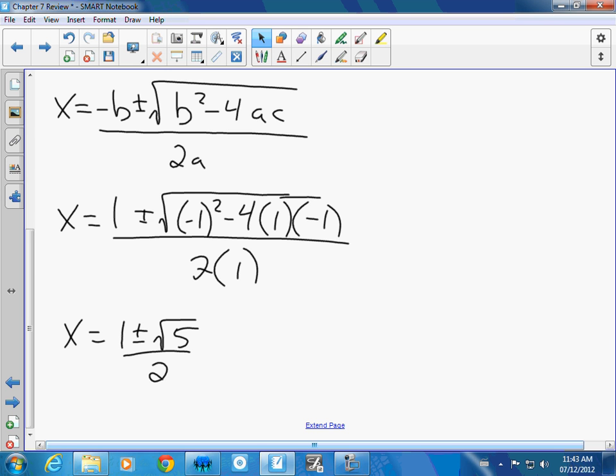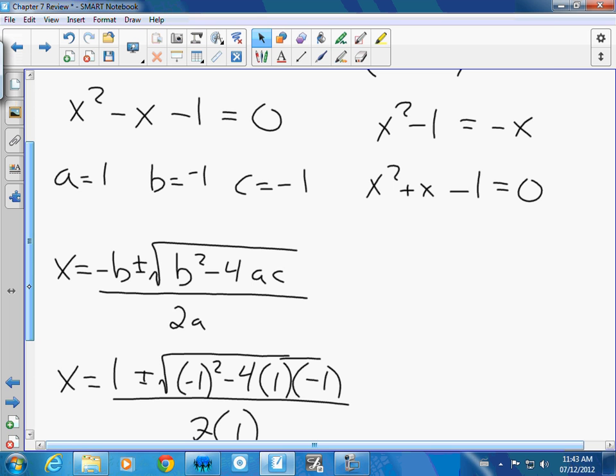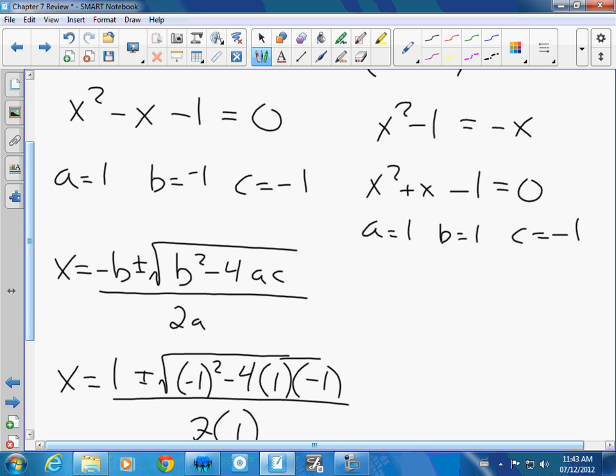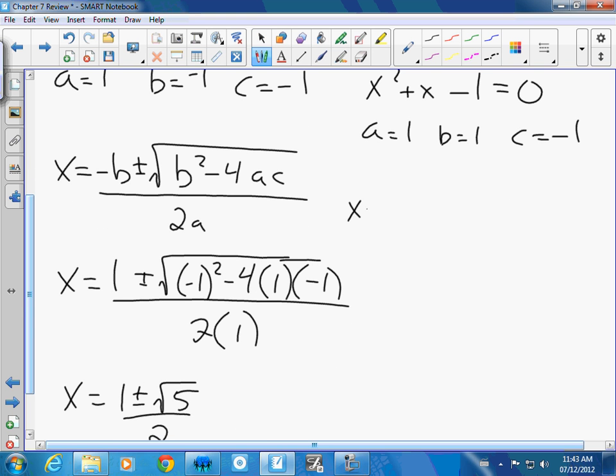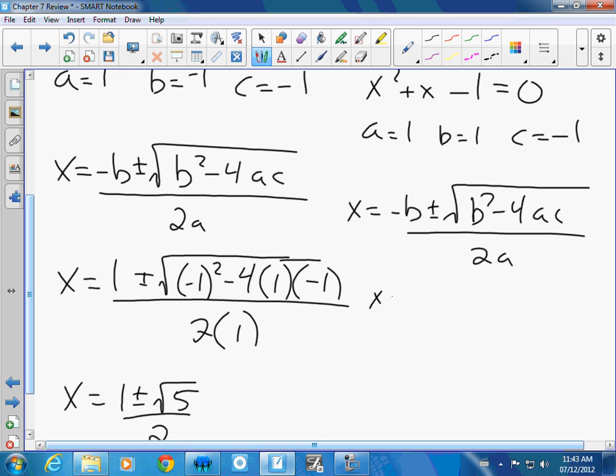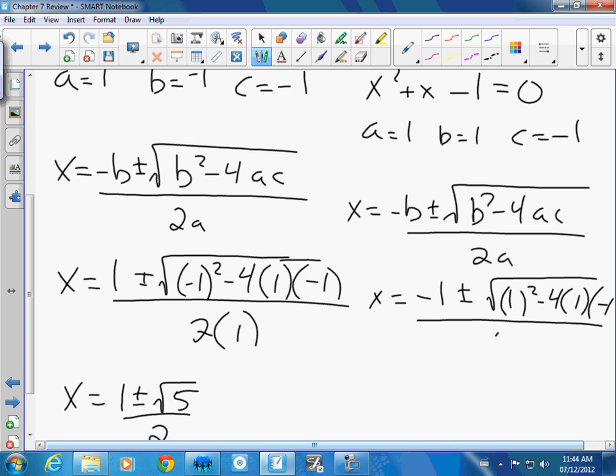Yes. Okay. So let's write that. Here, we need A, B, and C, don't we? A is 1, B is 1, C is negative 1. The only difference is, what was different? The B, right? So write down the formula. X equals negative B plus or minus the square root of B squared minus 4AC all over 2A. Let's fill in what we know. Negative 1 plus or minus the square root of 1 squared minus 4 times 1 times negative 1, all over 2 times 1.